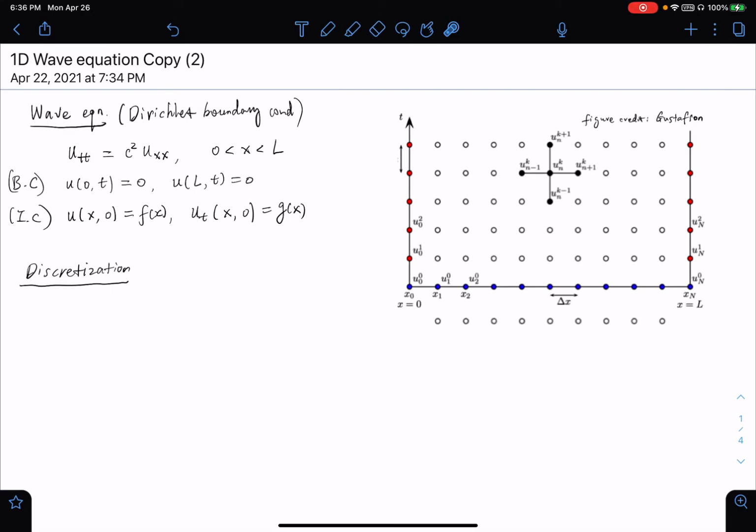Welcome back. In the previous video, we discussed how to solve the one-dimensional heat equation with different boundary conditions using the finite difference approximation. And in this video, we are going to do similar things, but with the wave equation. As a first example, let us look at the one-dimensional wave equation with Dirichlet type boundary conditions.